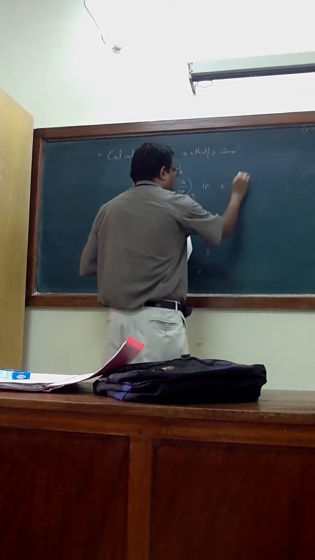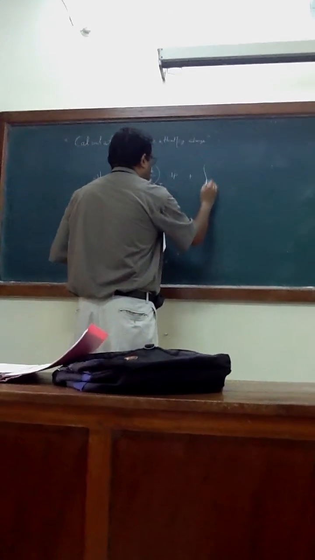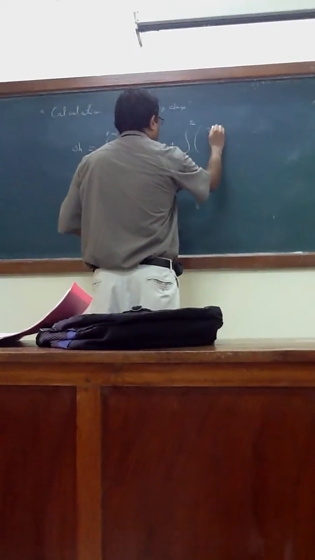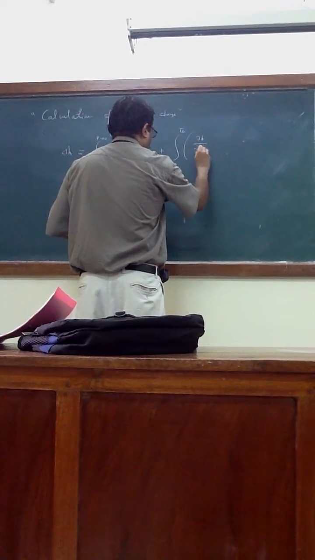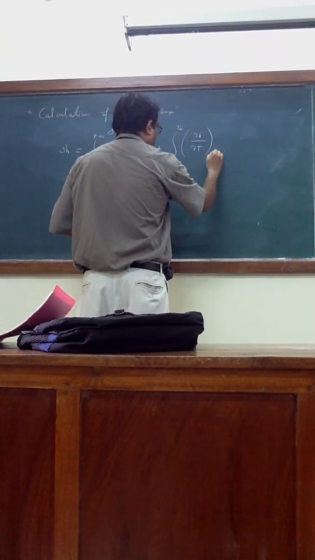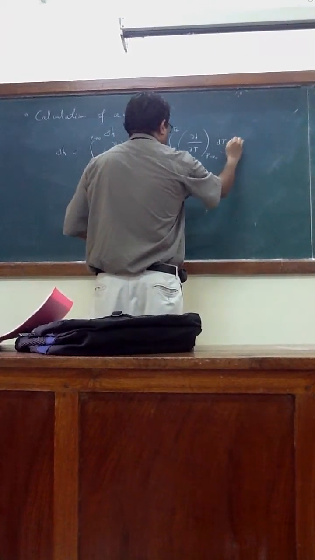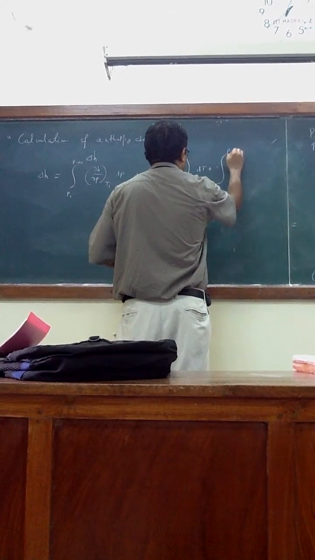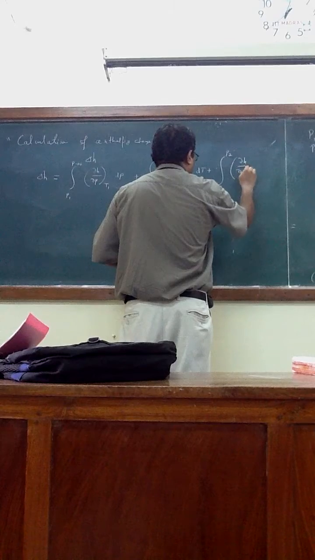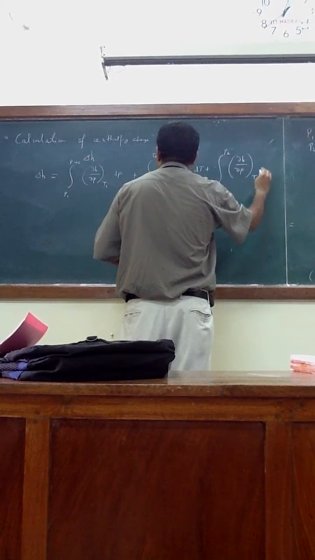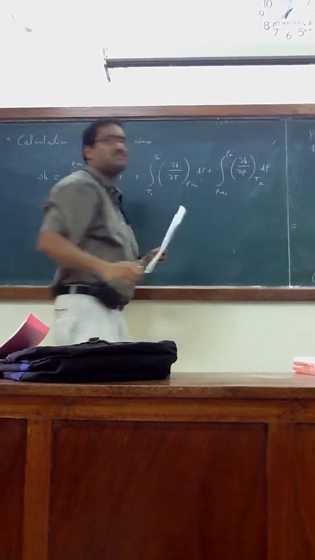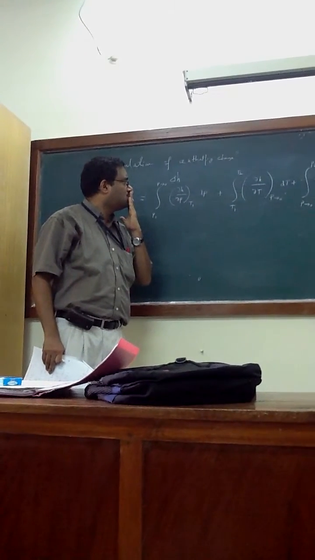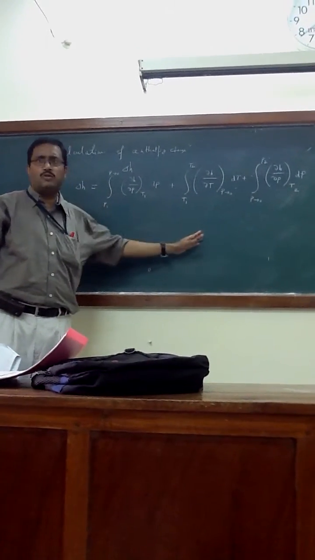Next step. T1 to T2, dou H by dou T at constant P tending to 0, dT, plus integral P tending to 0 to P2 of dou H by dou P at constant T, T2. Is that quite clear to all of you?